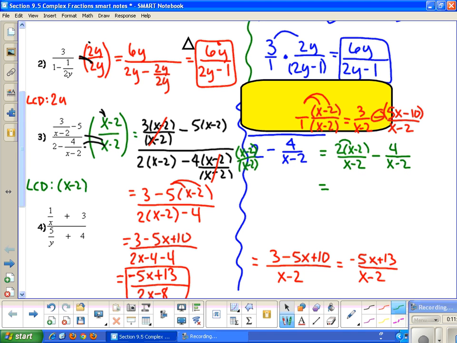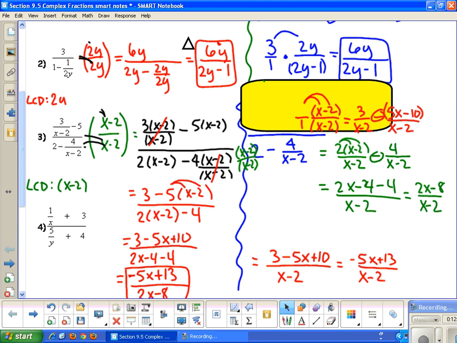So this gives me, I'm going to distribute here, so 2x minus 4, and then we have minus 4 here, so minus 4 over x minus 2, because that's my common denominator. And then this would be equal to 2x minus 8 over x minus 2. Well, I'm not done. I just worked with my numerator and denominator separately.